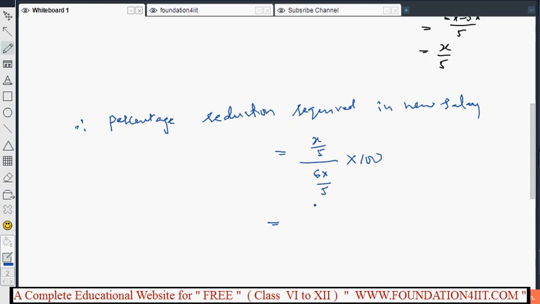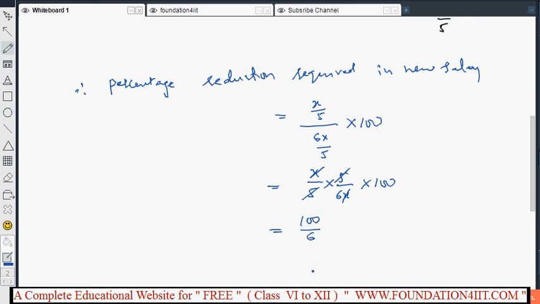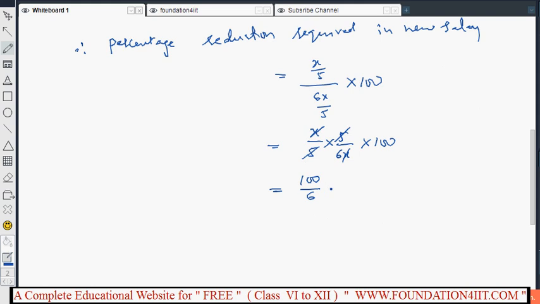Now if you simplify this, x by 5 into 5 by 6x into 100, the reciprocal of the denominator, 5 cancels, x cancels. So 100 by 6, that is 50 by 3. As a mixed fraction, 16 2 by 3%.